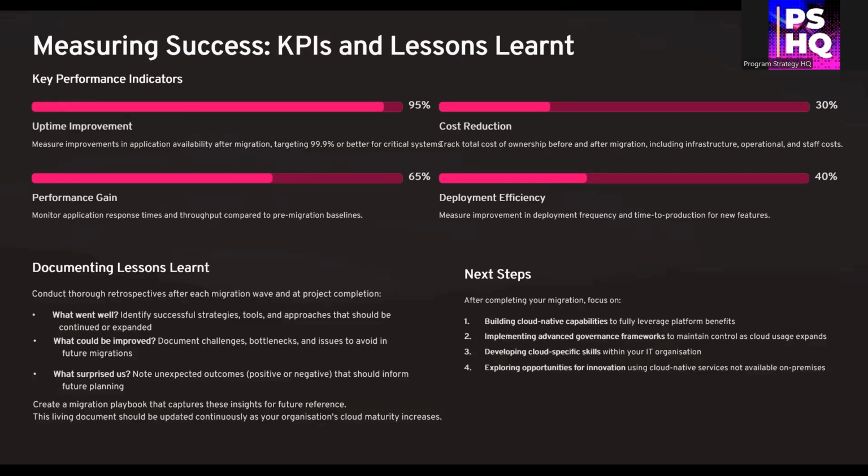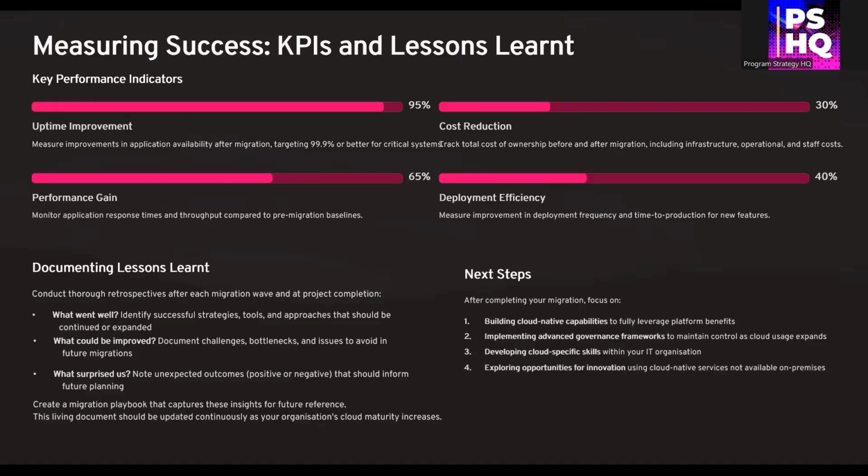Cost reduction. Evaluate total cost of ownership before and after the move, including infrastructure, operations, and staffing. A 30% reduction is a common target. Performance gain. Measure how your applications perform in the cloud. Look for improvements in response time and throughput. Ideally, around 65% better than on-prem baselines.